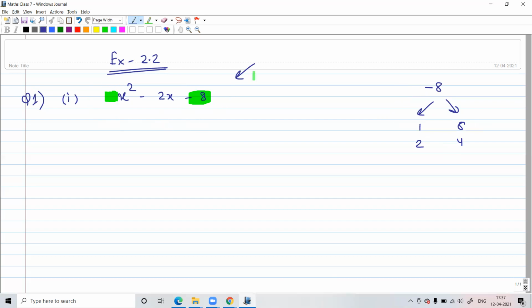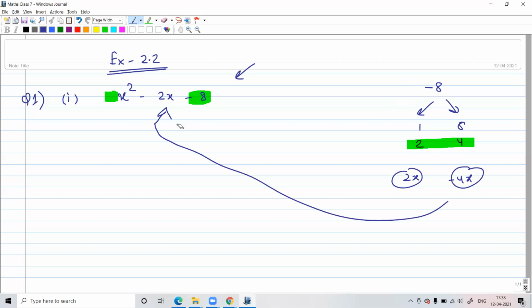Ritesh? Sir, it will be very clear, right? We have to pick 2 and 4, right? When you pick 2 and 4, you can take plus 2x and minus 4x, so that when you do addition and subtraction, you will get minus 2x. When you multiply it, you will get a minus 8. So you know, right, x can be just ignored. So 2 and minus 4, this is what we have to take.